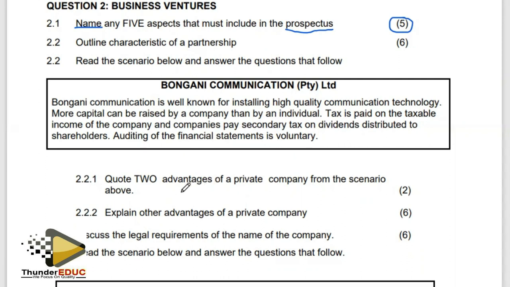So we are supposed to what? Advantages of a private company from the scenario above. What two advantages of private company from that scenario? It is very important, dear learners, to first understand very well the characteristics of private companies before you attempt such a question. Always remember your characteristics of private companies as a form of business ownership. Look at this. Bongani is well known for installing high quality communication technology.